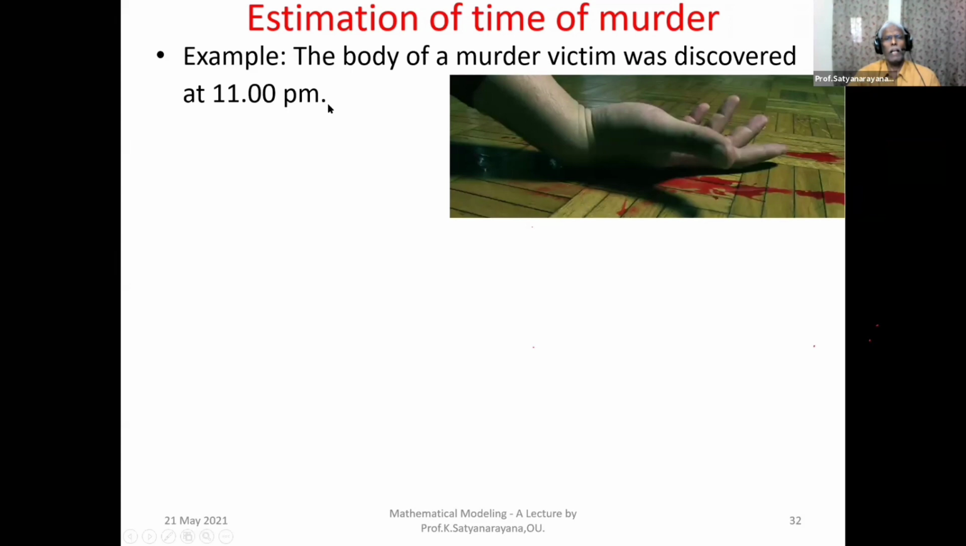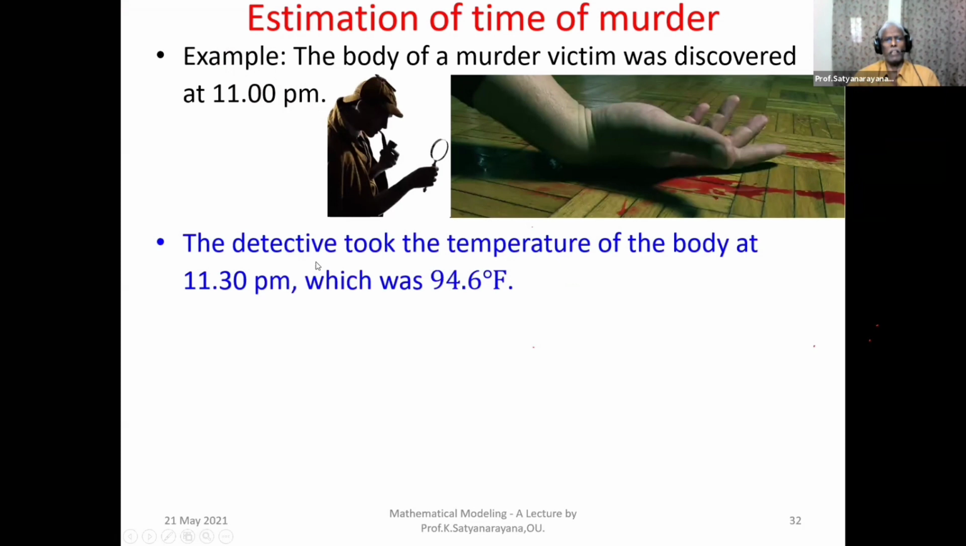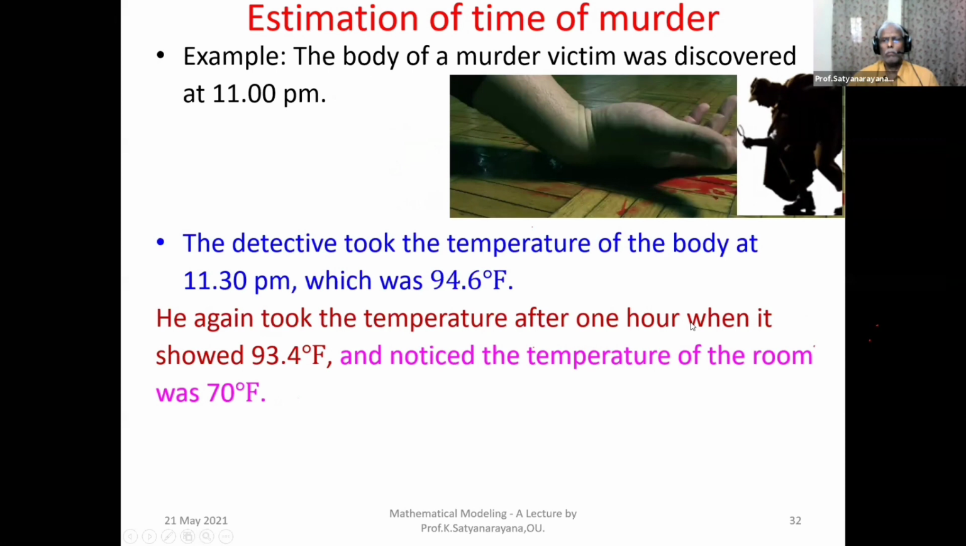The detective took the temperature of the body at 11:30 p.m. That means he arrived at 11:30 p.m. and immediately took the temperature of the dead body, and it is recorded as 94.6 degrees Fahrenheit. After some more investigation, he again took the temperature after 1 hour, when it showed 93.4 degrees Fahrenheit. And he noticed the temperature of the room as 70 degrees Fahrenheit.